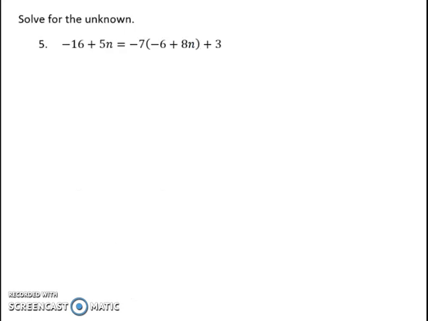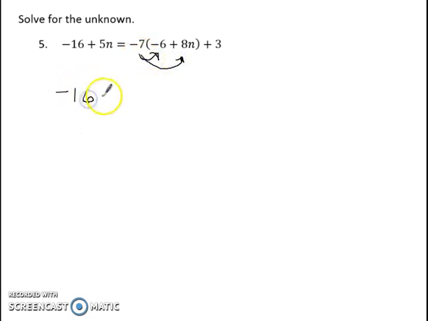For our next question, we have to solve for the unknown. We have to figure out what n is equal to. So we have to pull all the n's to one side and pull all the constants to the other and solve for n. The first thing I'm going to do is get rid of my parentheses by distributing in the negative 7.